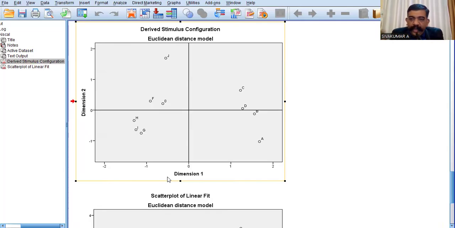Certainly, this is multi-dimensional scaling part 1. We will continue our discussion tomorrow. That is multi-dimensional scaling part 2. Then you should get a clear idea about multi-dimensional scaling. Okay. Until then, thank you.